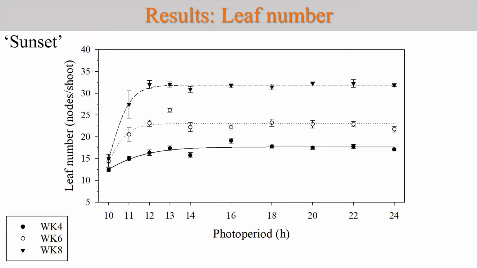We see less growth at the 11-hour photoperiod compared to the 12 through 24-hour photoperiods, so this might be more of an intermediate photoperiod. However, from photoperiods 12 through 24, especially at week 8, the leaf number is all but the same. So, based on leaf number alone, you would assume from this figure that any photoperiod from 12 to 24 is equally effective at maintaining vegetative growth for Sunset.